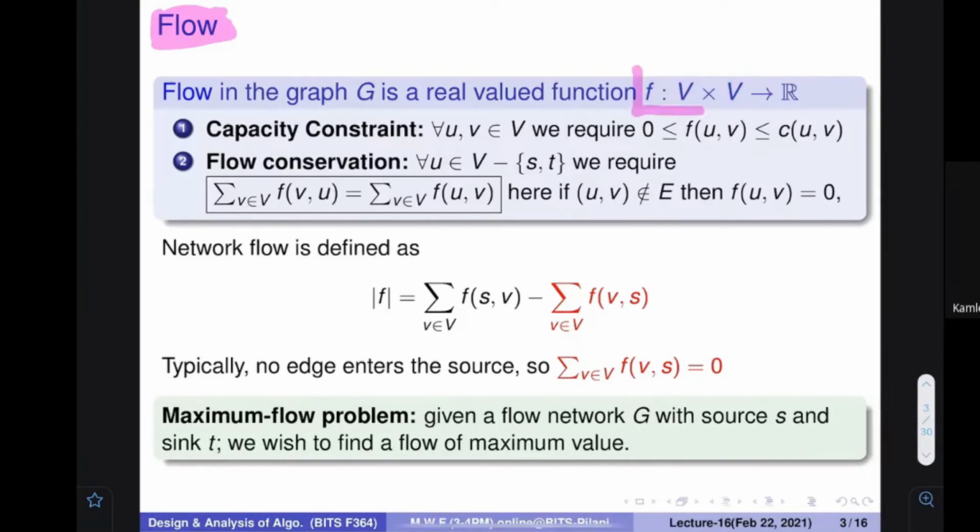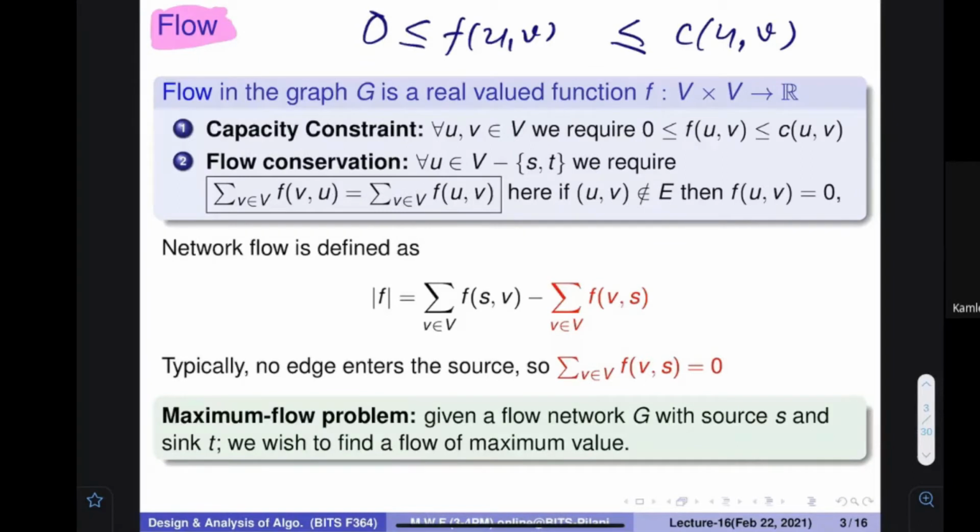It is going to tell that f is a function that, given two vertices, gives me the flow. Capacity constraint is a very important thing: this flow cannot be greater than what? If I find the flow between U and V and the capacity of UV is C(U,V), then flow is less than or equal to capacity. Yes or no? And flow should be greater than or equal to 0, because flow cannot be negative. We are assuming flow is only going to be positive. Make sense? Everybody, this is clear?